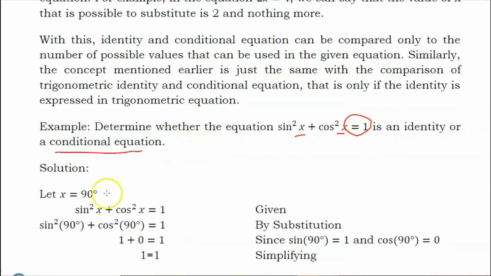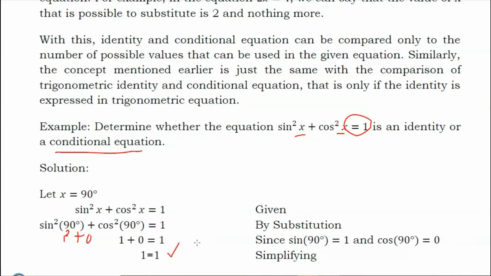So let's take for example, if our x is equal to 90 degrees. We get the value first of sine 90, which is 1, and we square that answer, plus the value of cosine 90, which is 0, so 0 squared is still 0. So we obtain 1 plus 0, and that is equal to 1. We cannot say yet that it is an identity because it is true only for x equal to 90 degrees.